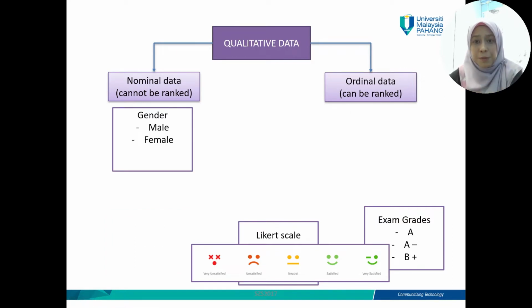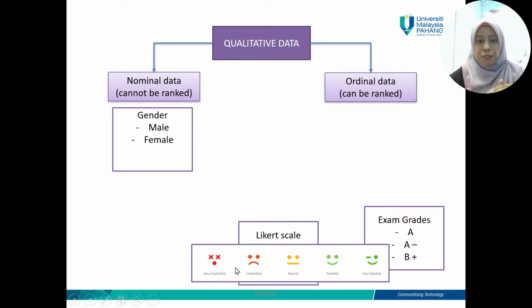For example, gender, male and female. You cannot rank male and female, which one is higher than which one, which one comes first, which one comes next. There is no ranking for gender. The values cannot be ranked. So therefore, gender is nominal data, qualitative nominal data. Get it? Next, the Likert scale. Can you put a proper ranking to the Likert scale?